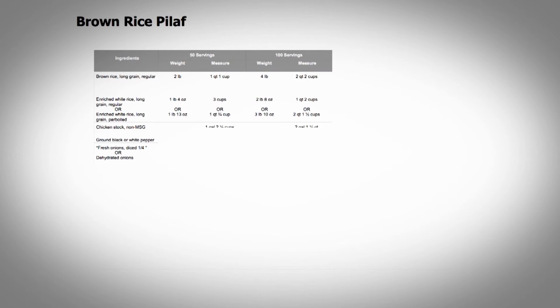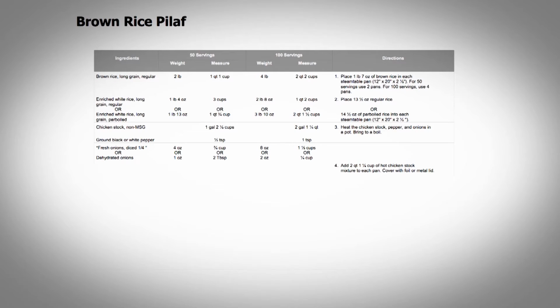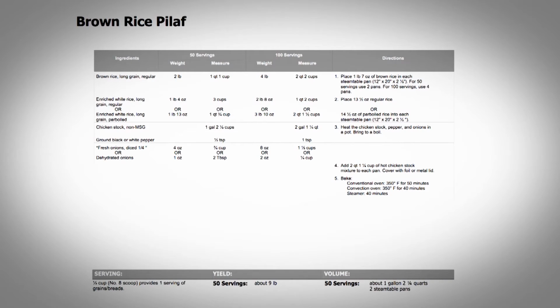A standardized recipe includes the recipe title, ingredients, the weight or volume for each ingredient, preparation instructions or directions, cooking temperature and time if appropriate, the serving size and recipe yield, equipment and utensils to be used, and the food safety guidelines, including a hazard analysis critical control plan.